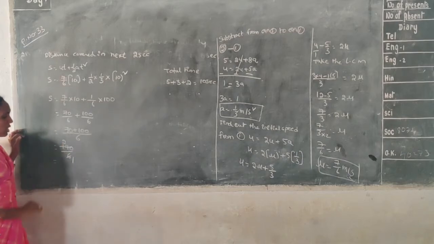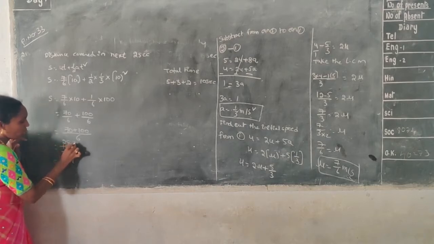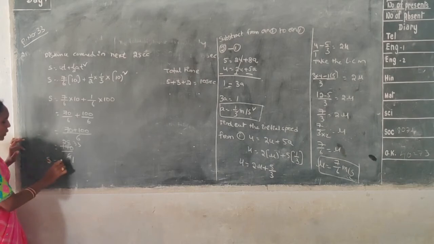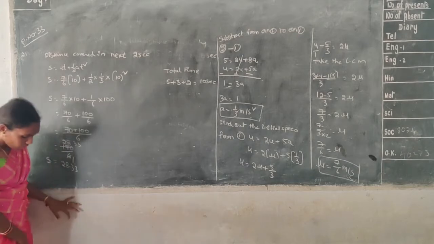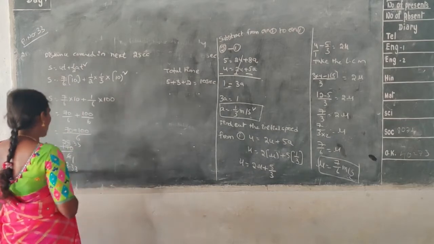6 twos are 12. 12 with 6 eights are 48. Next 3. Now here, the distance travelled by the body S is equal to 28.33. We know very well already the distance travelled by the body in 8 seconds is 20 meters.